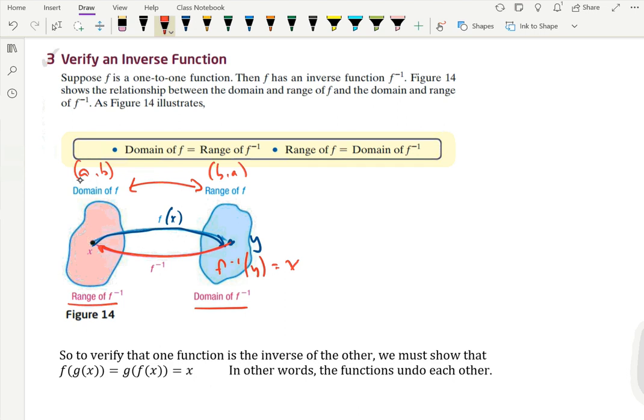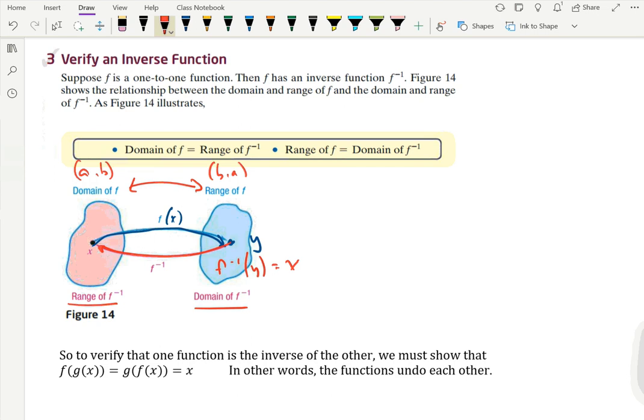So the A's were all the inputs, or the domain of the function. The B's were all the outputs, or the range of my original function. And then when we do the inverse, we reverse it. So the inputs, the domain of my inverse function, were the range of my original, and the range of my inverse function was the original domain of my f function. So we see this fascinating concept into play that we can go back and forth.